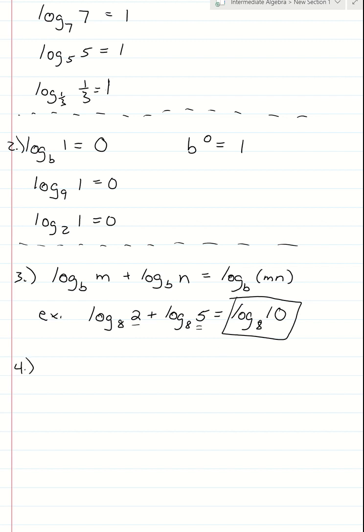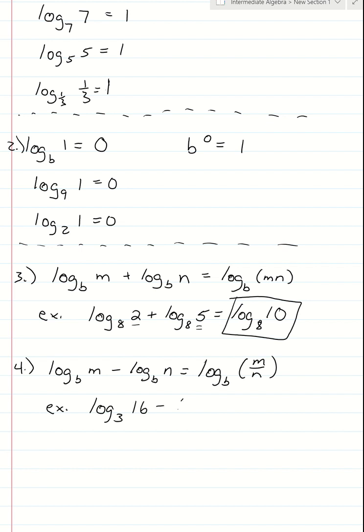A fourth property tells us that the log base b of m, and if I am subtracting the log base b of n, that is going to equal the log base b of now m divided by n. Once again, we're looking to simplify and eliminate an operation, and we can eliminate the subtraction by dividing those numbers m and n.